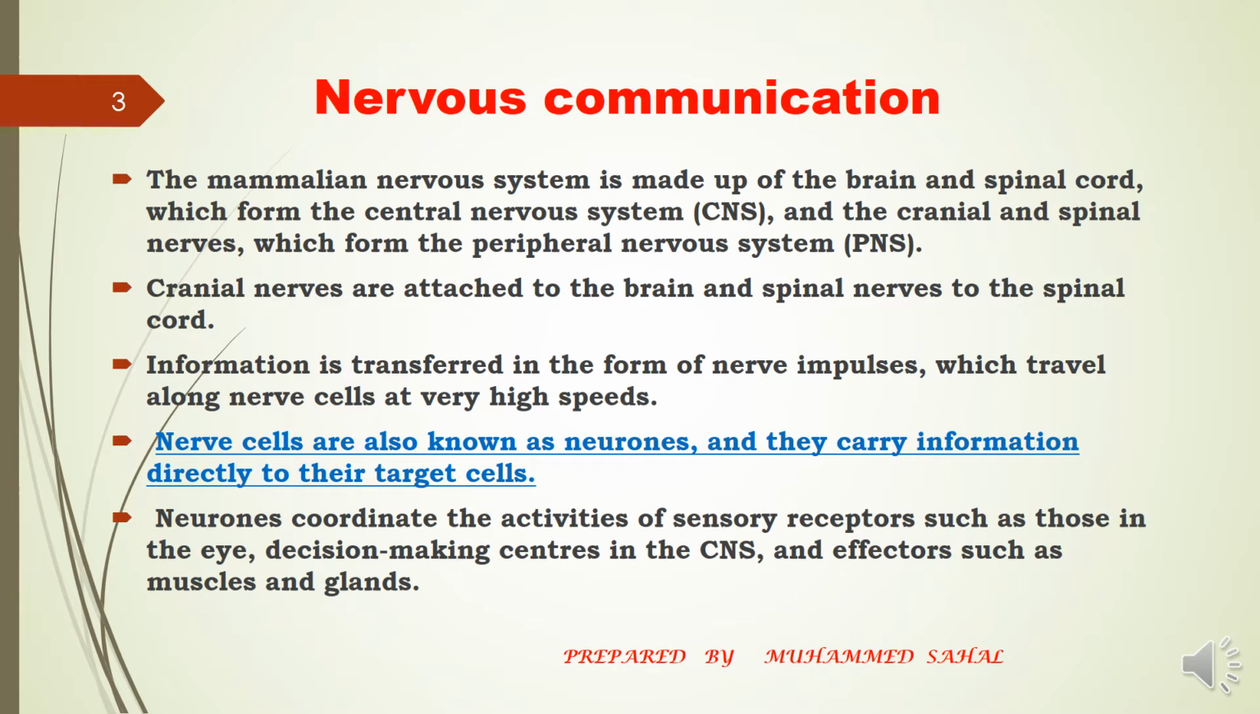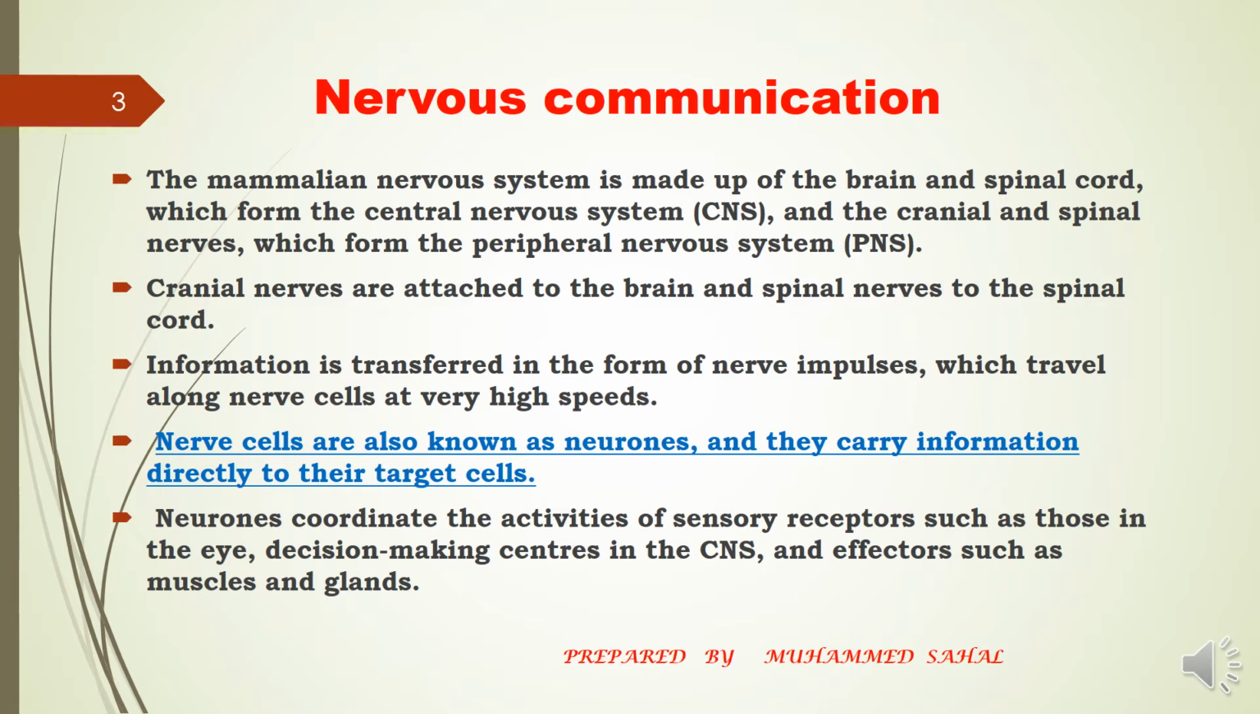Information is transferred in the form of nerve impulses which travel along nerve cells at very high speeds. Nerve cells are also known as neurons and they carry information directly to their target cells. Neurons coordinate the activities of sensory receptors such as those in the eye, decision-making centers in the central nervous system, and effectors such as muscles and glands.